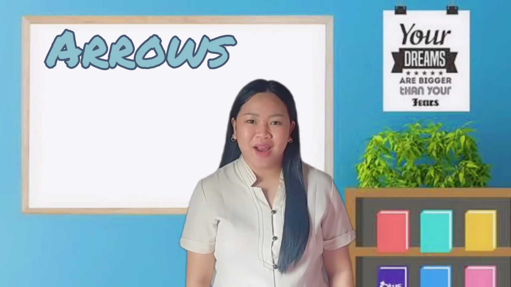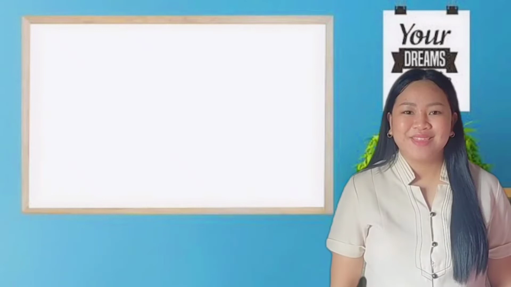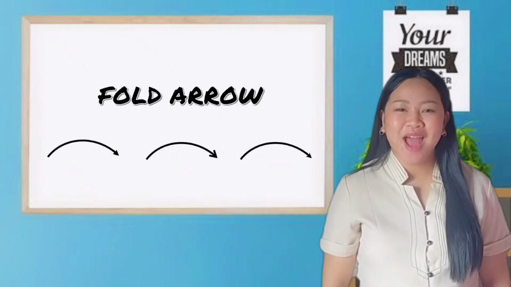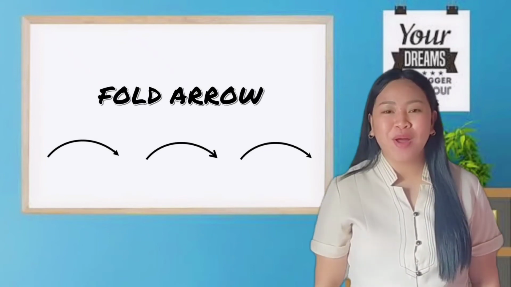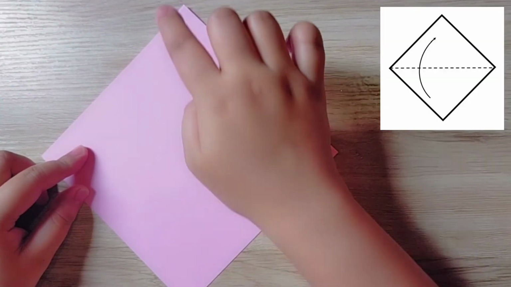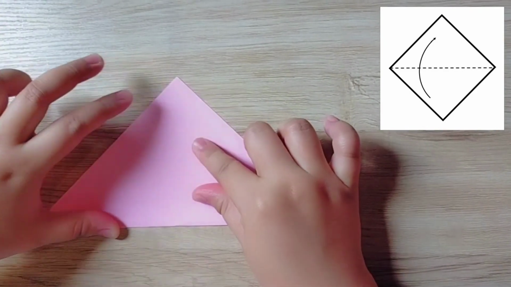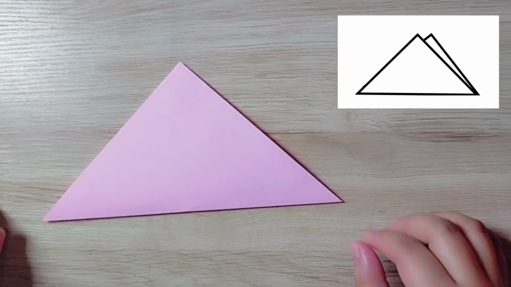Now, let us proceed to arrows used in origami diagram. Arrows indicate movements or actions. Just remember that there are many arrows used in origami diagrams, and they come in different styles, but I'll just discuss the basic ones. The first one is fold arrow. Fold arrow is used to fold the paper from one point to another. For example, we will fold this paper based on this diagram. As a result, it will look like this.